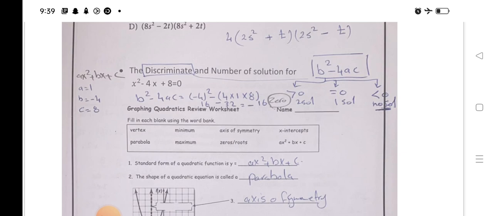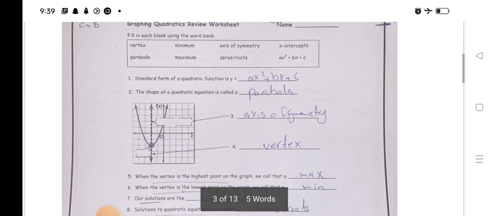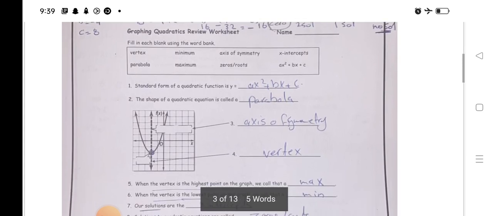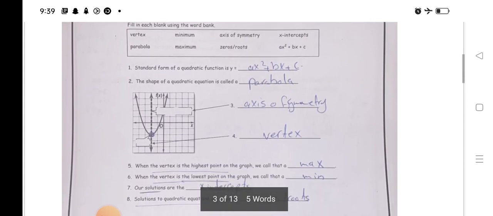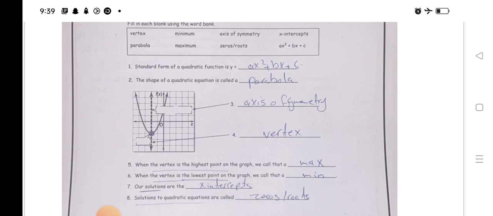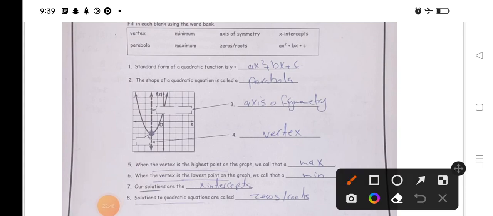Okay, let's complete. I have here the graphing quadratic review worksheet, this one in the booklet, and the standard form is ax squared plus bx plus c. Remember well, this shape is called a parabola. The axis of symmetry, this is the axis of symmetry. It divides the curve into 2 equal parts.